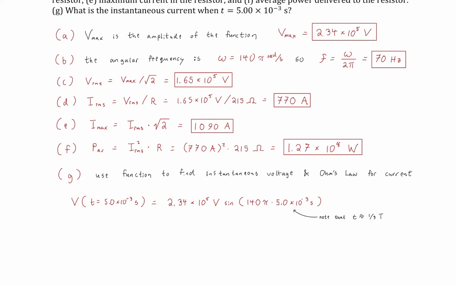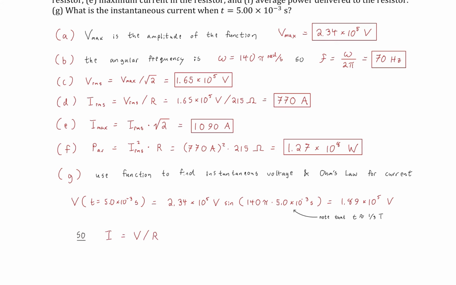Now, did I ask for the period? No, but we look up here, the frequency is 70 hertz. So then the period is about 1 over 70, and that would be in seconds, okay? So this value is about a third of that, and it gives us a value of about 1.89 times 10 to the 5 volts, okay? All right, so not the maximum voltage certainly, but nowhere near 0 either, okay?